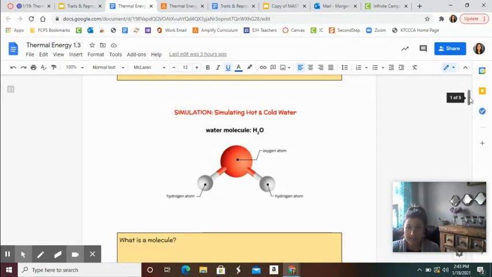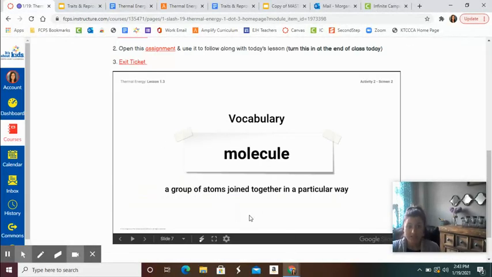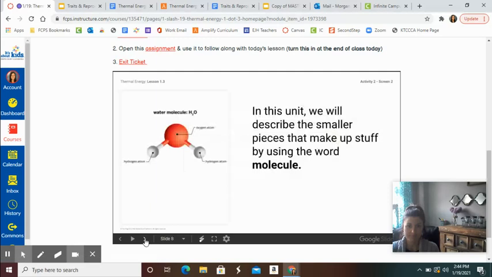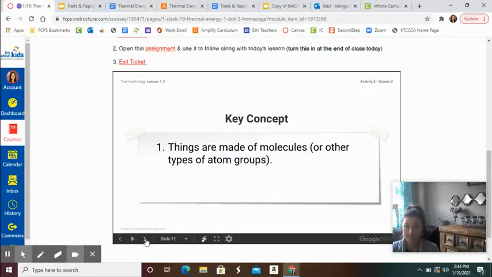And so that definition I just gave you is what you needed to put right here. So I'll flash back to that. And so I was hoping that you would write a group of atoms joined together in a particular way in that definition. So I'm kind of skipping through.